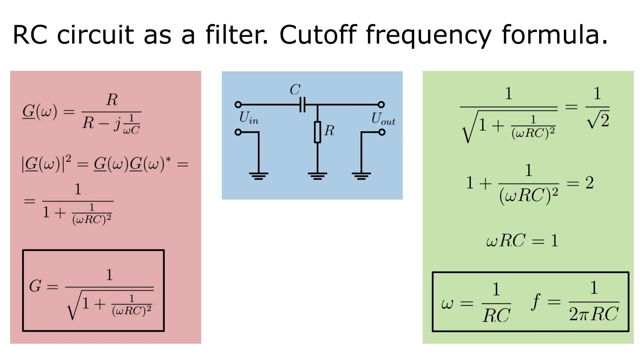From the gain factor formula, we can calculate the cutoff frequency. By definition, the cutoff frequency is the point where the attenuation equals square root of 2. After some algebraic manipulation, we obtain the formula for the cutoff frequency. The analysis of the expression for gain reveals that the gain is 0 at 0 frequency, and at infinite frequency the gain equals 1. Based on this analysis, we can conclude that the circuit functions as a high-pass filter.